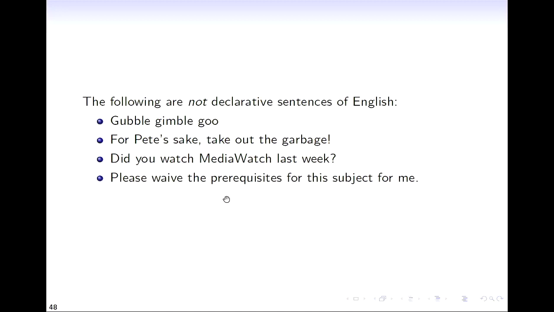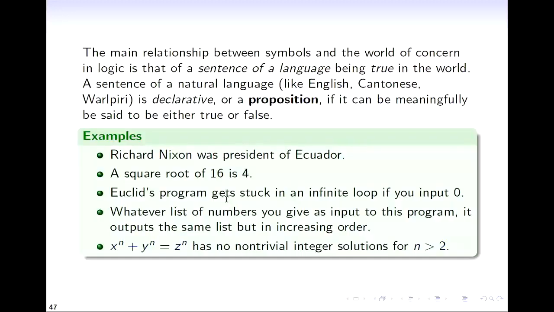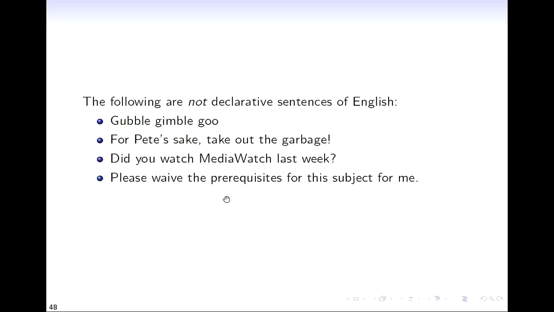"Please waive the prerequisites for this subject" again is not a proposition that you would say is true or false. When we talk about logic, we want to be talking about properties that can be expressed like this, that can meaningfully be said to be true or false.